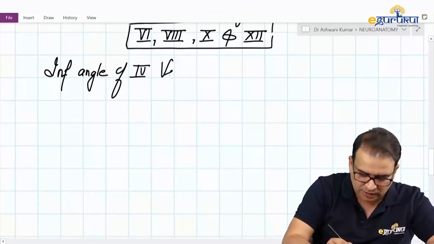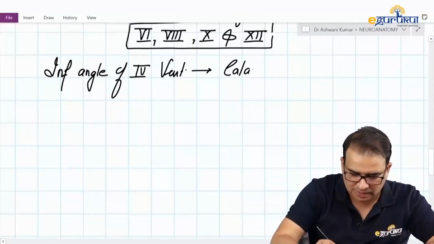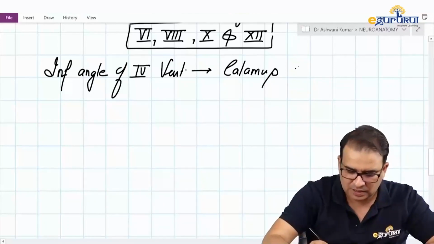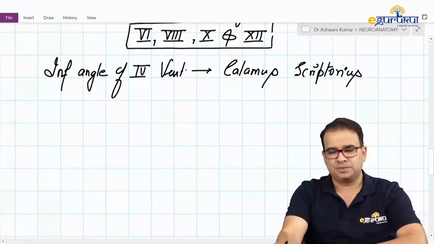So the inferior angle of the fourth ventricle is also known as the calamus scriptorius. Calamus is for the pen, scriptorius.